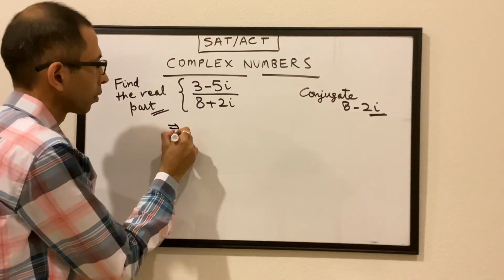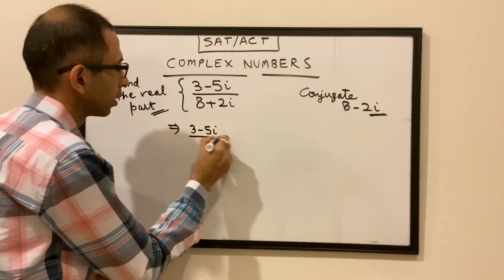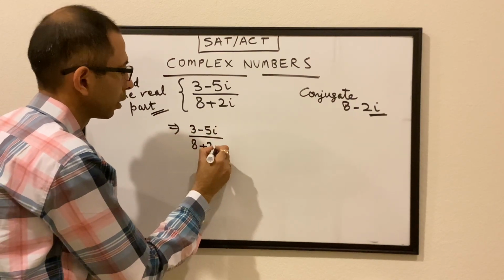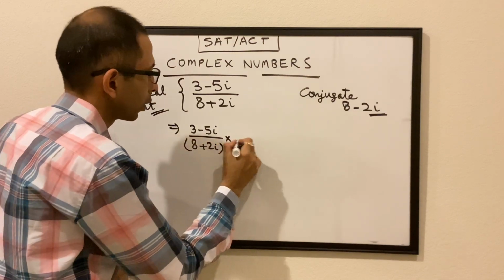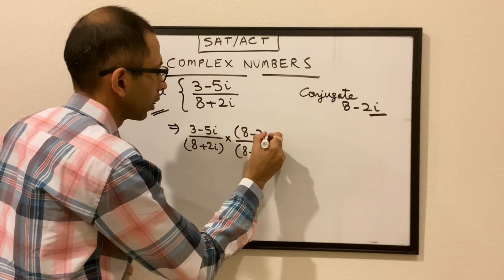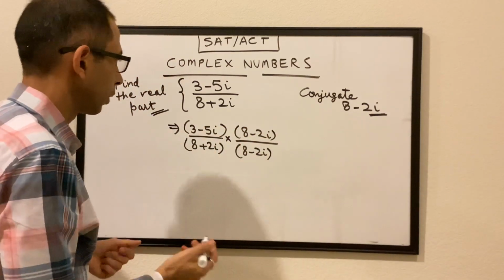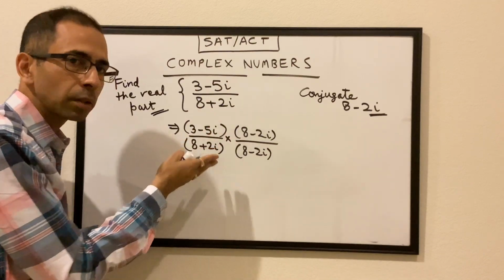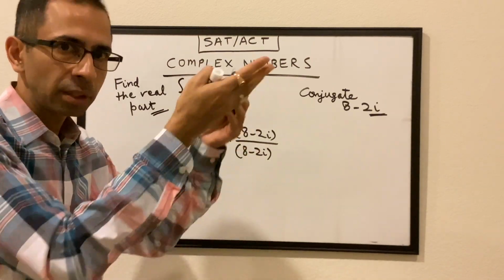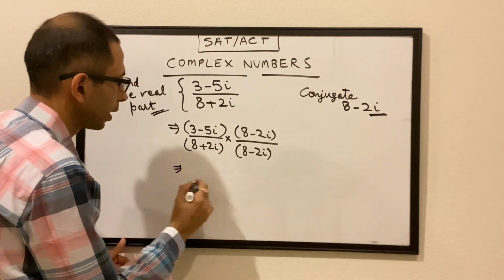So this is our given fraction. We are going to multiply the numerator and denominator by the conjugate of the denominator. So 8 minus 2i, 8 minus 2i, right? We will see why we are doing so. If we have a fraction, we can multiply the numerator and denominator by the same number, the same entity, correct? So we did that.